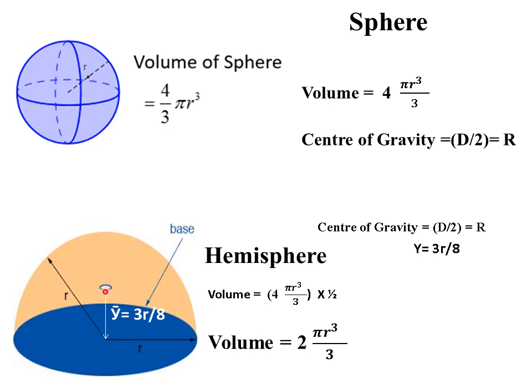But in y direction, it will be at 3r divided by 8. This is to be remembered. Y bar is equal to 3r divided by 8. It is from the base.